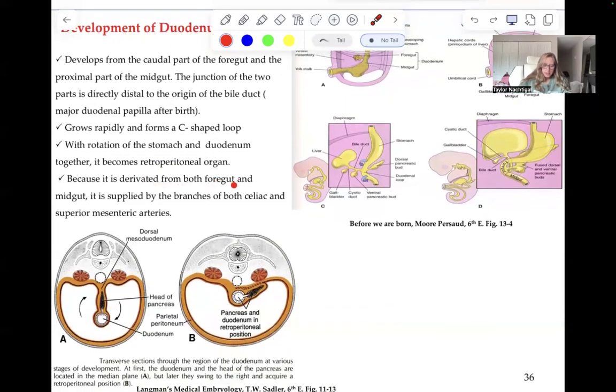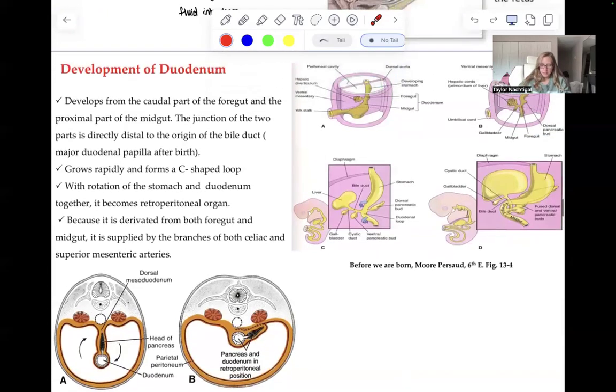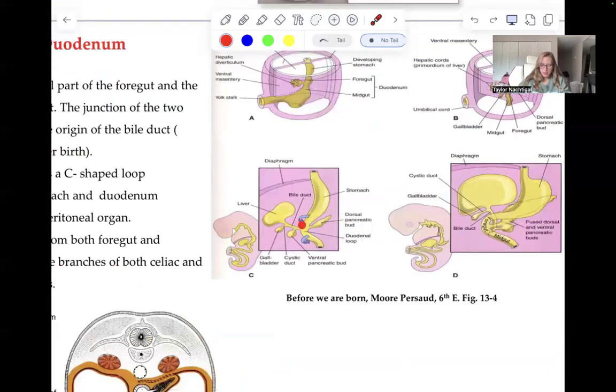Because it is a derivative of both foregut and midgut, it is supplied by two different arteries. We're going to have branches of the celiac artery, which is for the foregut, and the superior mesenteric artery, which is for the midgut. This is showing you that rotation, how as the stomach is rotating, the duodenum here is rotating back towards the back wall of the abdomen.